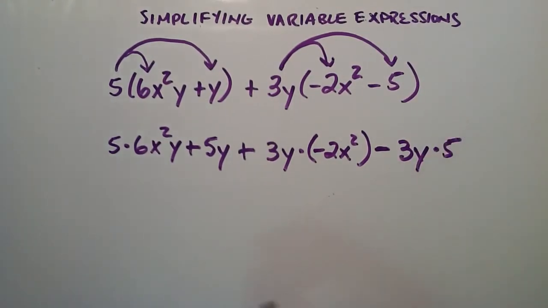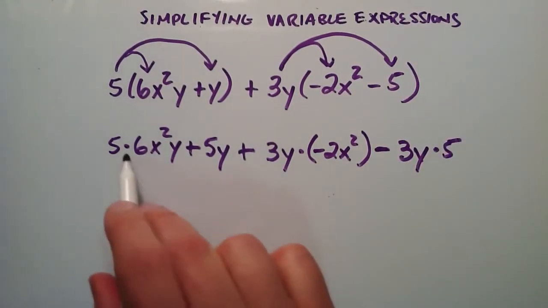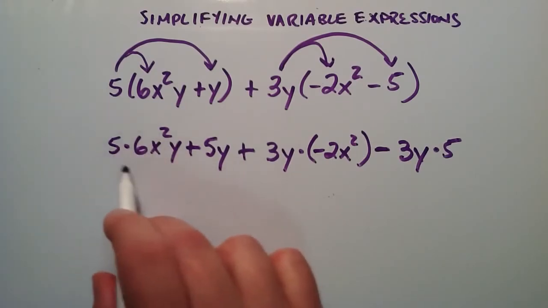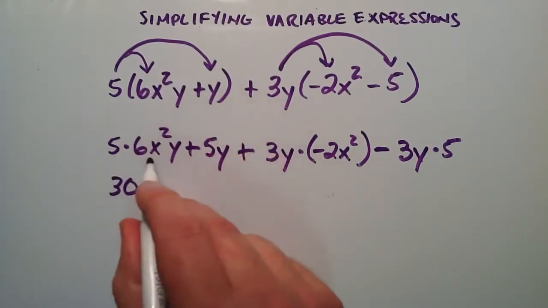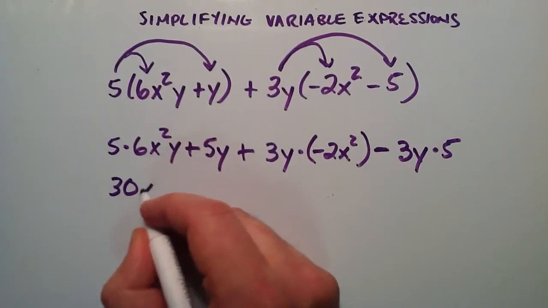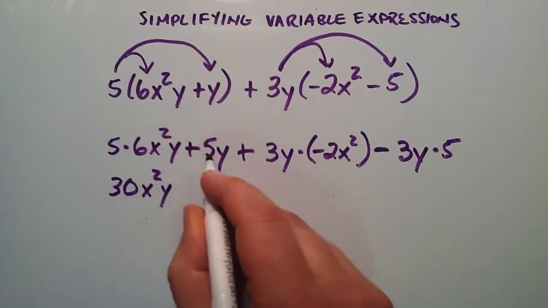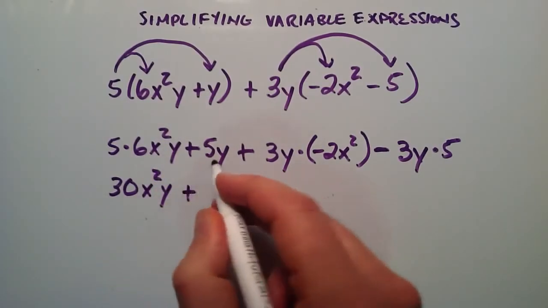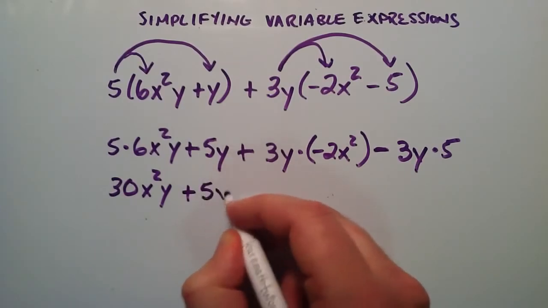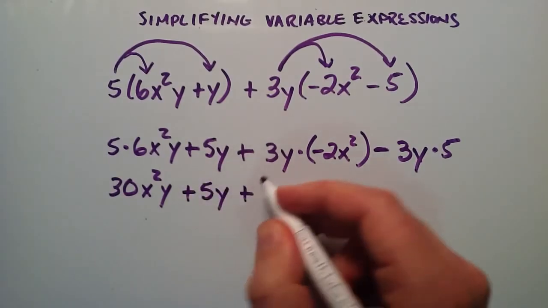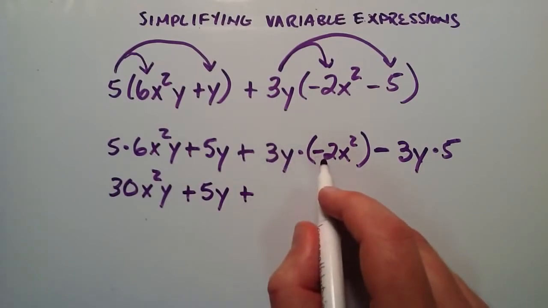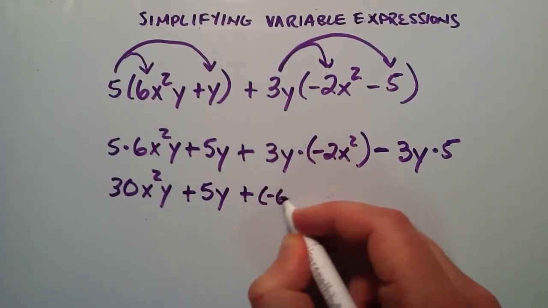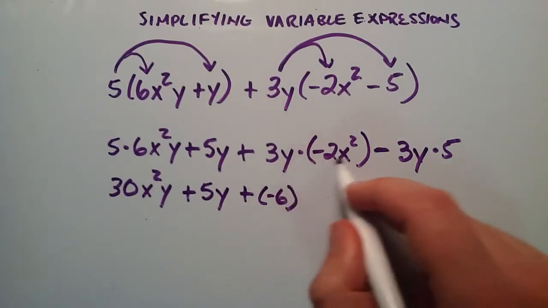So now what we're going to do is look at each term, and multiply the numbers together in each of our terms. So in this first term we have 5 times 6. 5 times 6 is 30. And then we just rewrite the x squared y. And we only have the number 5 here, so we're just going to rewrite this as it is, 5y. And then plus, now we have a 3 and a negative 2. 3 times negative 2 is negative 6. And then we're left with y and x squared.